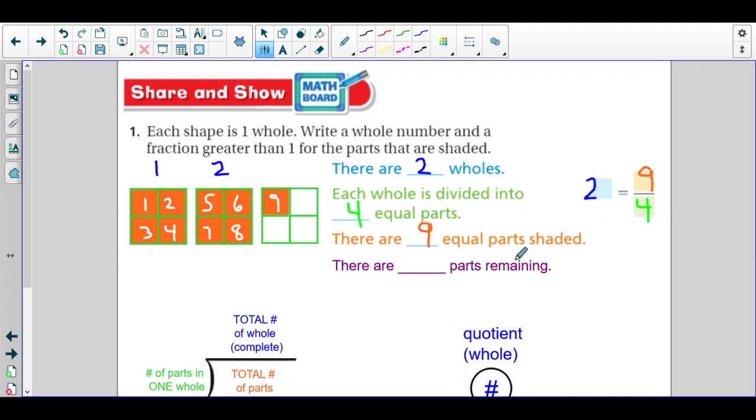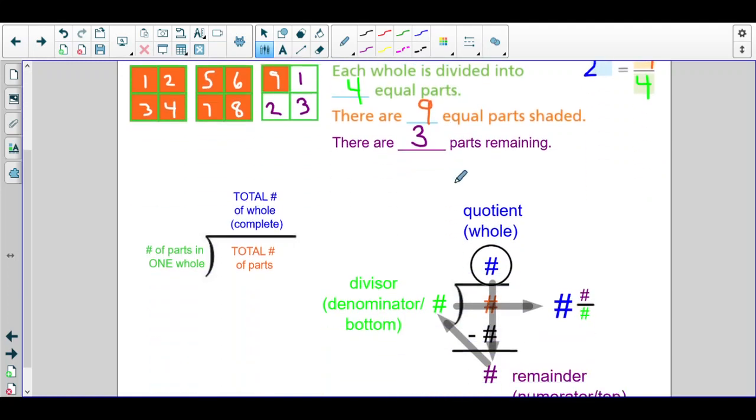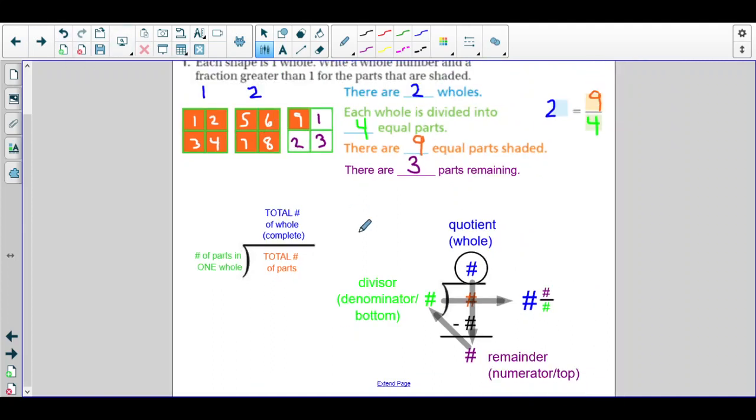How many parts are remaining, or how many parts are not shaded in? Well, that's 1, 2, and 3. 3 parts remaining. So, let's look at our example right up here. Let's maybe zoom out a little bit so we can still see some of the work that we've done up here. And we're going to do some changing here.